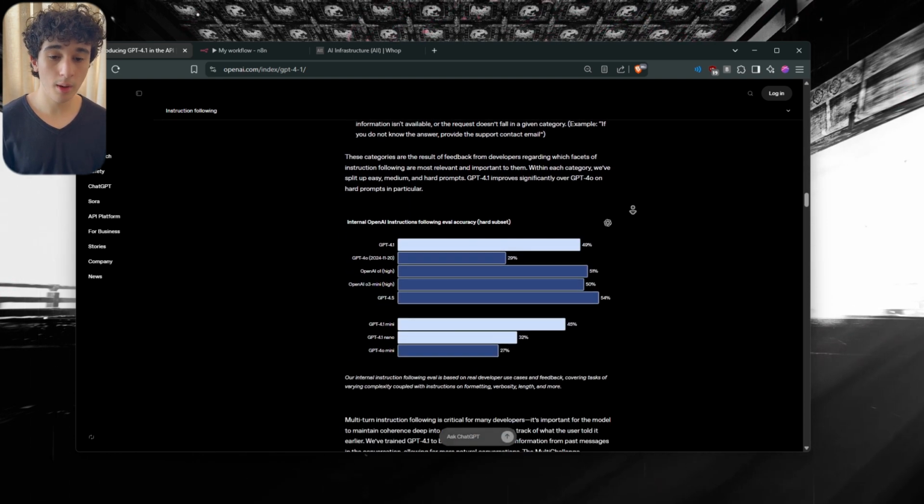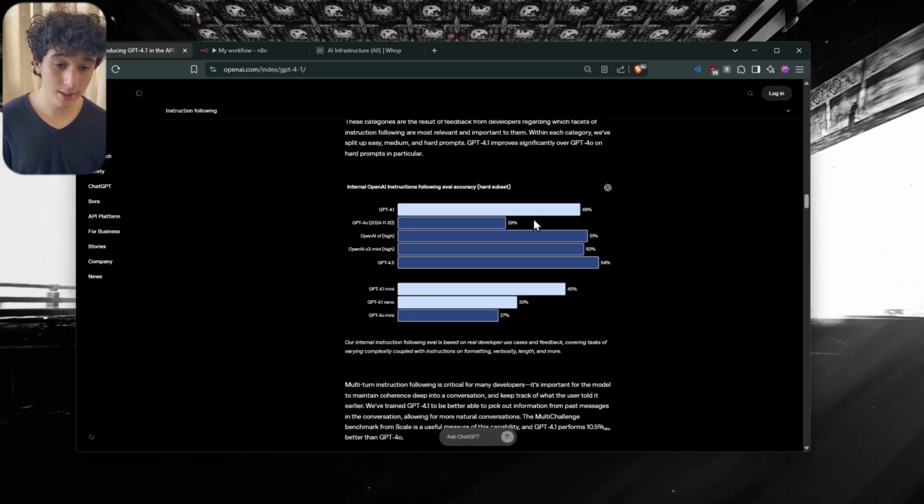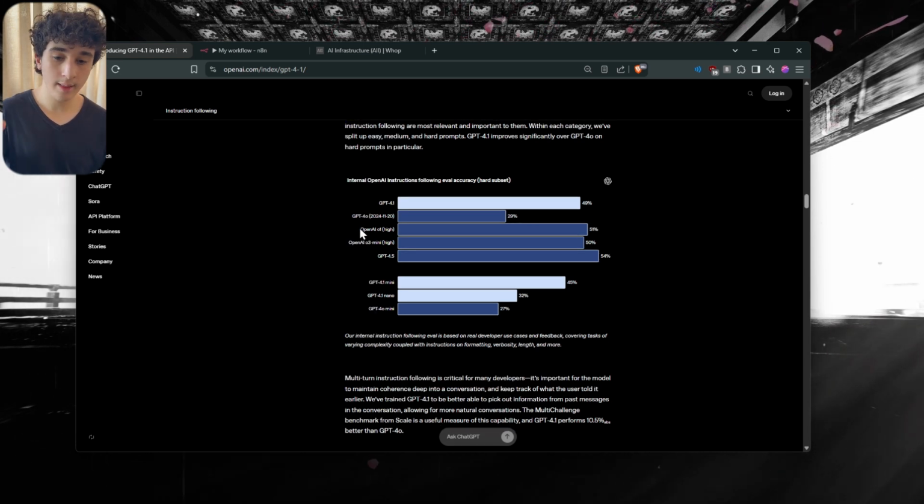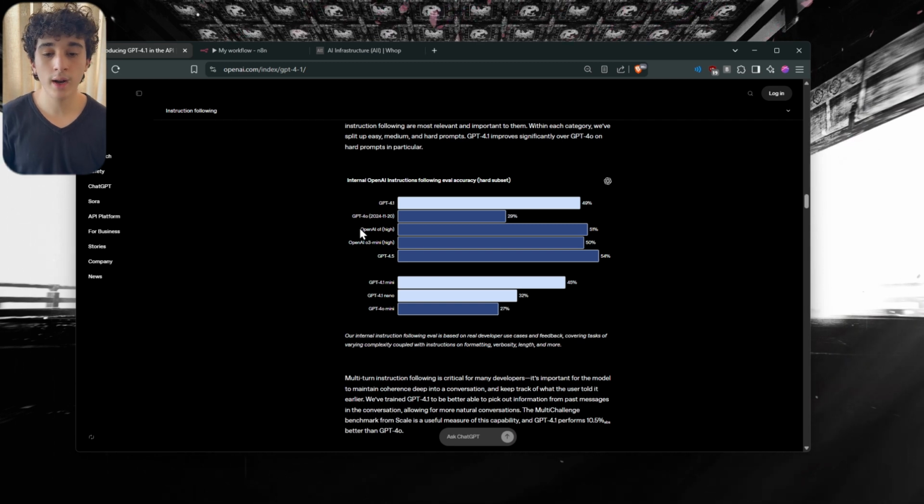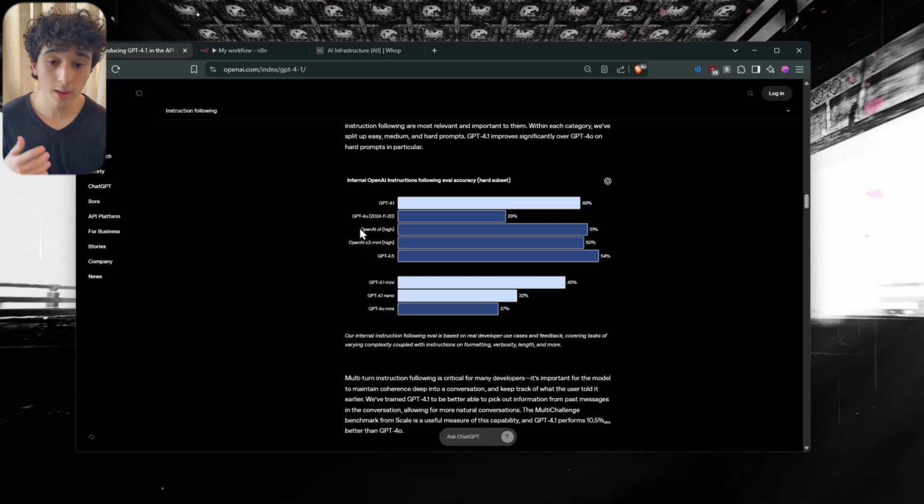Now they've given us a bunch of charts, and as you guys can see, it is a large improvement from 4.0, nearly a 20% improvement. I will not be looking at the reasoning models because it just does not make sense for me to compare a reasoning model to a non-reasoning faster model. So I'm just going to be ignoring that.